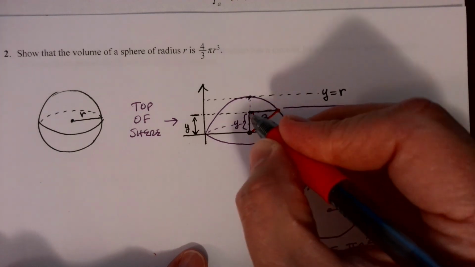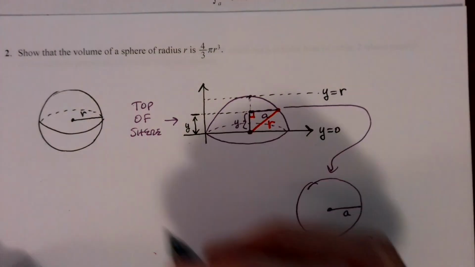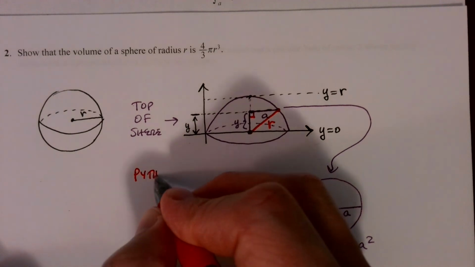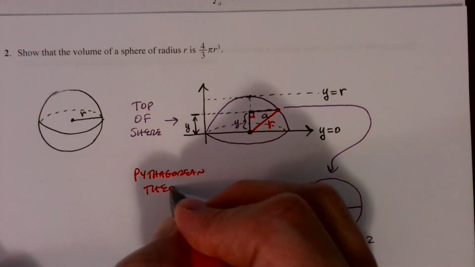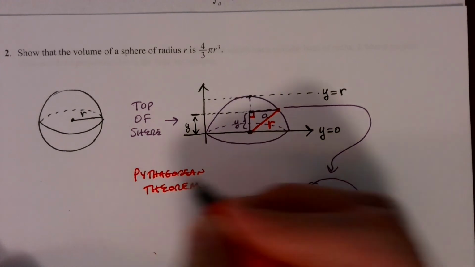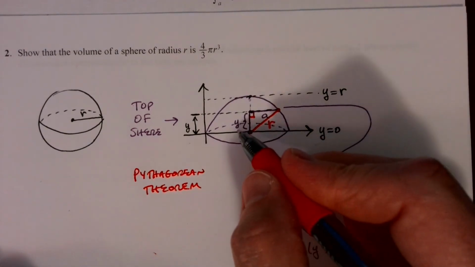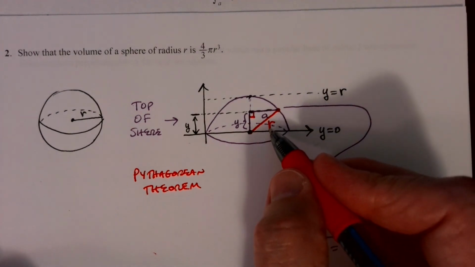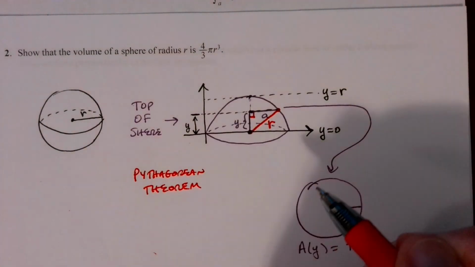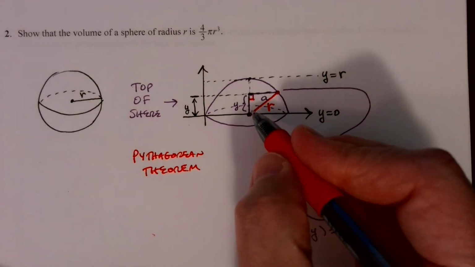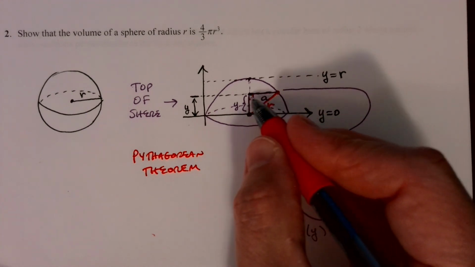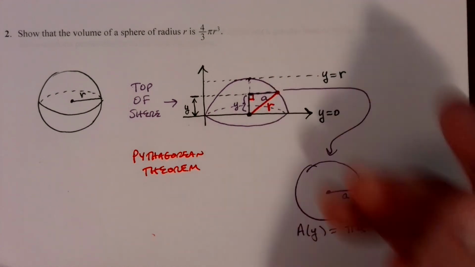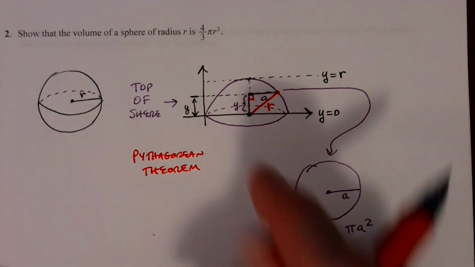And what do we have here? We have a right triangle, right? So by the Pythagorean theorem, I can relate the variables a to y. Remember, r is a fixed quantity, right? It's the radius of our sphere, so it's fixed. So this is the hypotenuse of this right triangle. Do you see that right triangle? And so this side length is a, which is the radius of our little sliced piece.